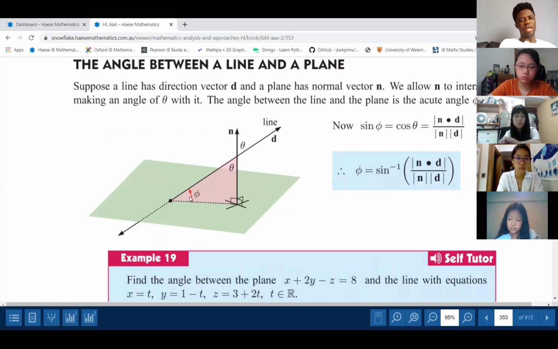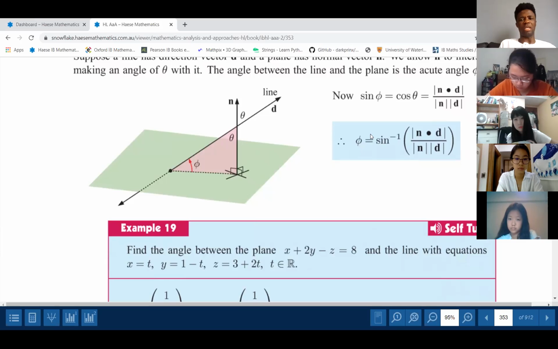Then if we let phi be the angle between the direction vector of the line and the plane, which by extension is the angle between the line and the plane. Does that make sense? Then we could see that phi and theta are complementary angles. Okay, which means the cosine of theta will be the sine of phi. So as a result, the relation should be sine phi is equal to this.